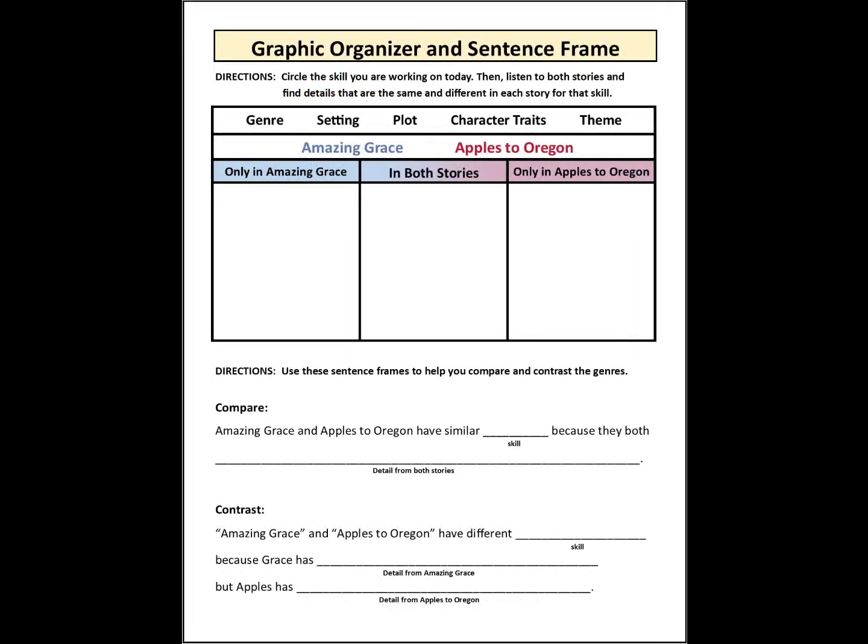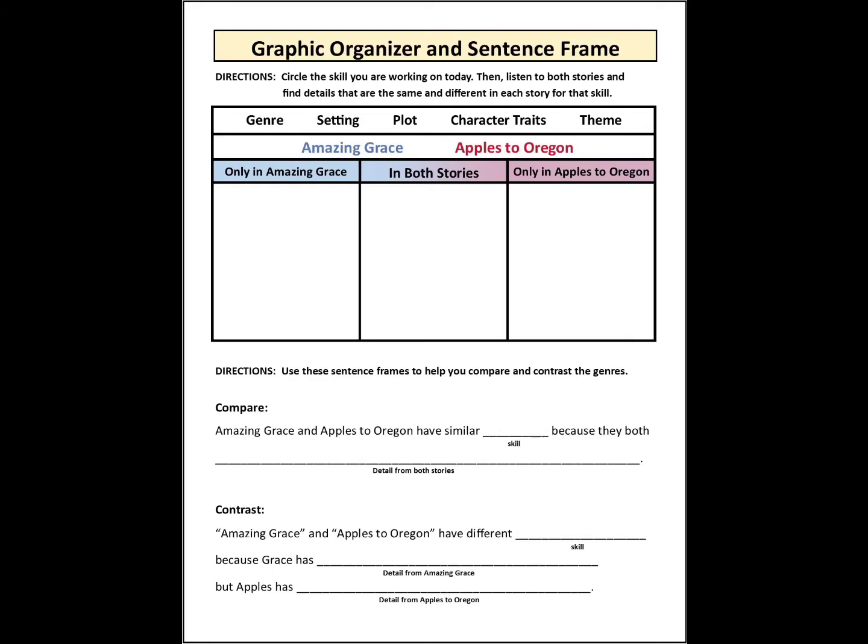So now I want you to take out this sheet or go to the online version of it, and you're going to fill it out. Today, you're going to circle the plot portion of the worksheet. And then you're going to fill it out. You're going to look at the plots between Amazing Grace and Apples to Oregon. Look at the beginning of the story, the rising action, the climax, and the resolution. And you're going to see what's the same about both of those. They're going to go in this middle column.